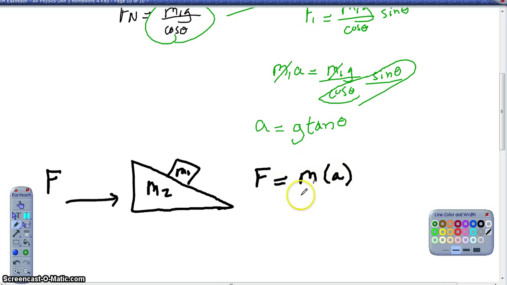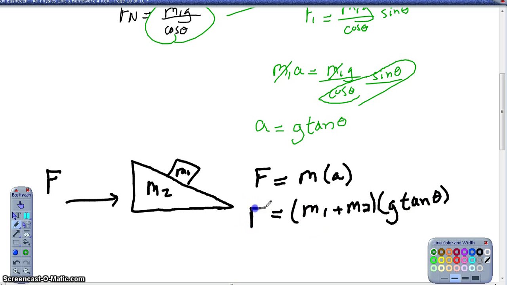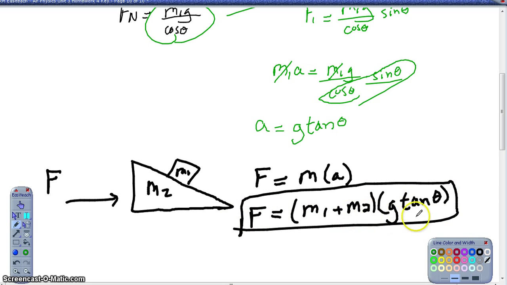Well, I know the total mass of the system would be mass 1 plus mass 2, and I know the required acceleration to keep mass 1 from slipping needs to be g times tangent of theta. So then my force is as simple as that, right? My force is the total mass of the system times the acceleration that I need for the system. So once I've found that acceleration, it's really no more than just applying Newton's second law and saying what's the mass of the system and what's the acceleration that I need. And that's all I've done here.